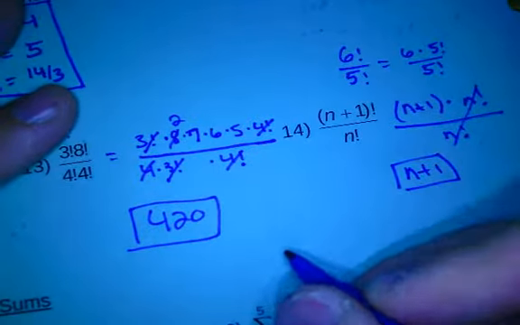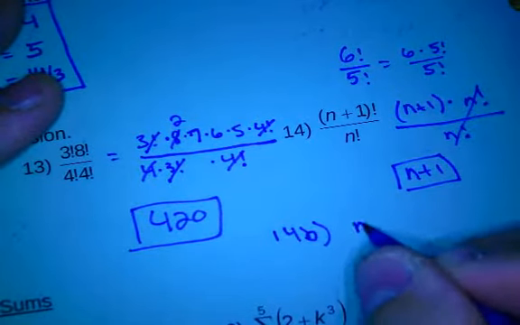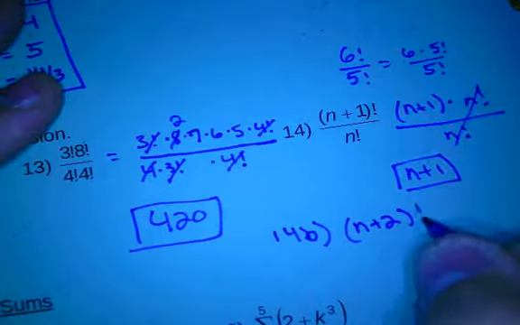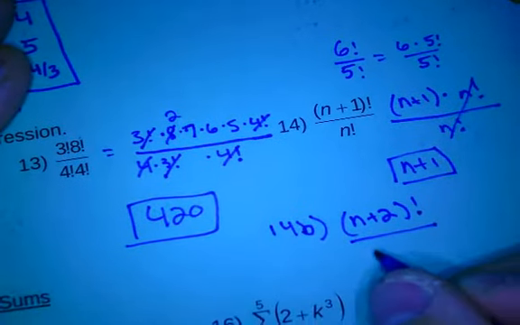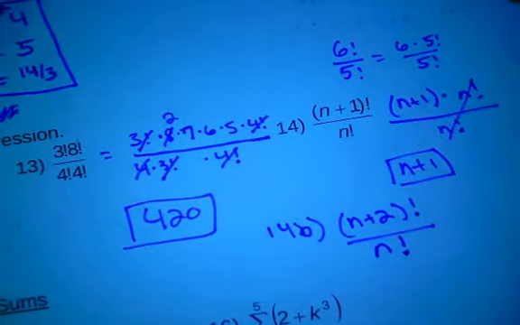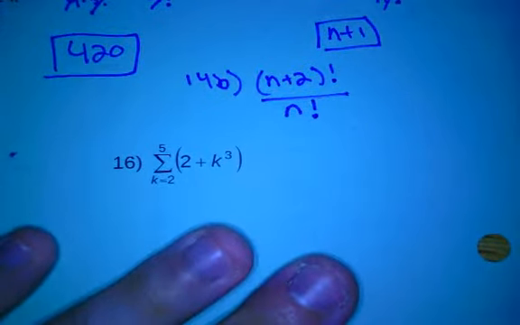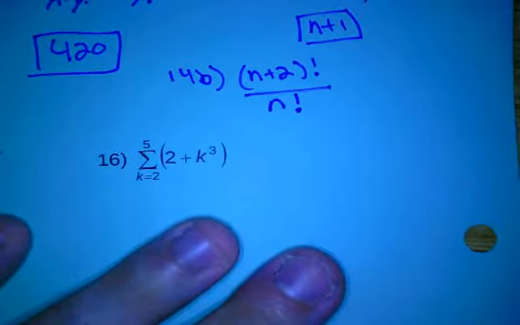I love this. I'm going to give you a 14b. I want to see if you can do 14b. Simplify this one: n plus 2 factorial all over n factorial. Confident enough to say it out loud in about 30 seconds? Okay.